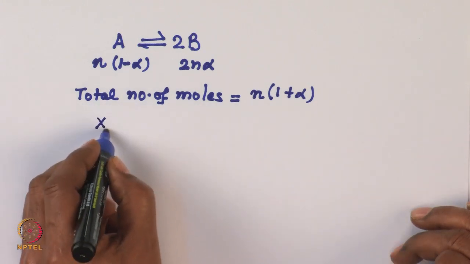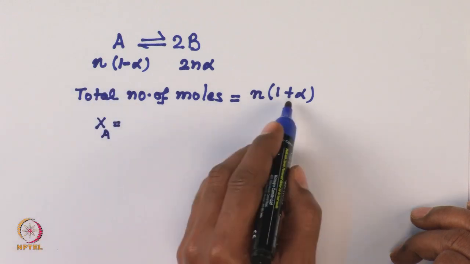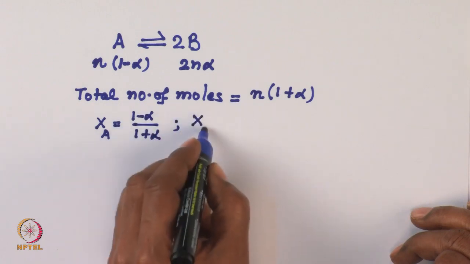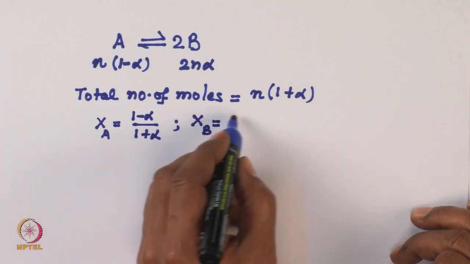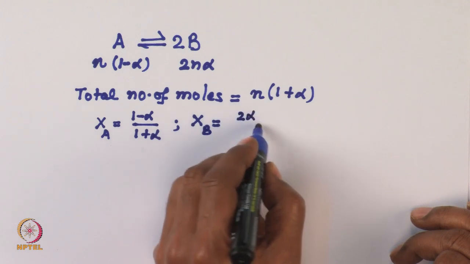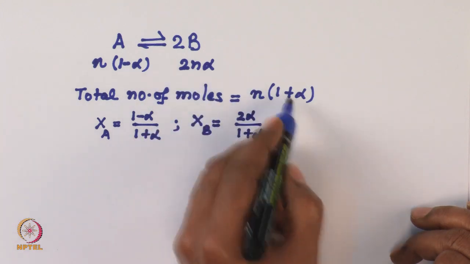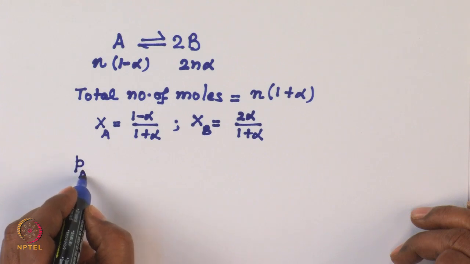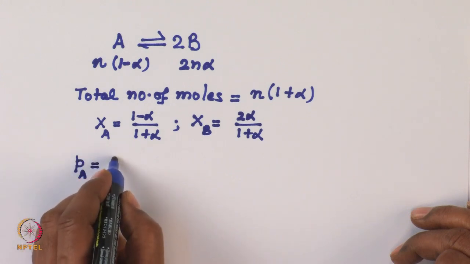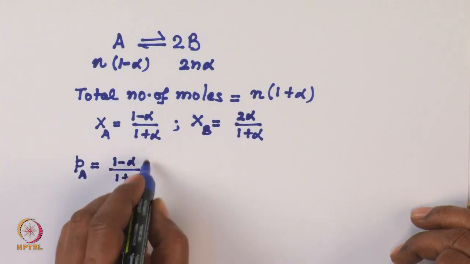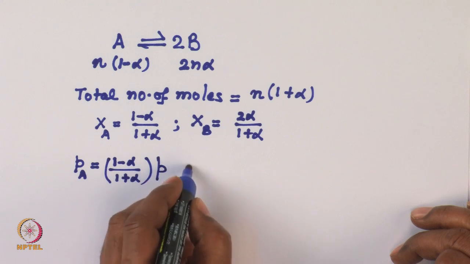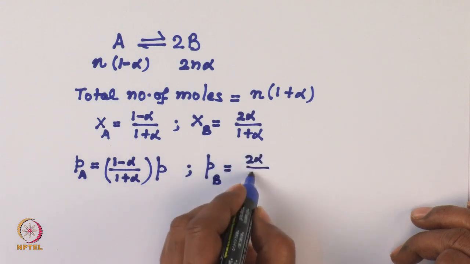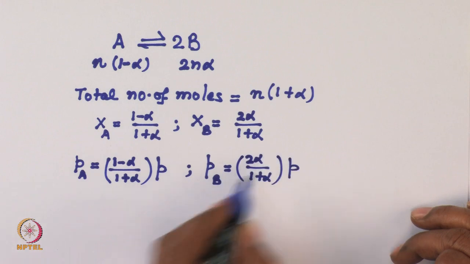So, mole fraction of A will be equal to this divided by this, 1 minus alpha over 1 plus alpha. Mole fraction of B is equal to 2 alpha over 1 plus alpha. Therefore, partial pressure of A is going to be 1 minus alpha over 1 plus alpha into total pressure, and partial pressure of B is equal to 2 alpha over 1 plus alpha into total pressure.